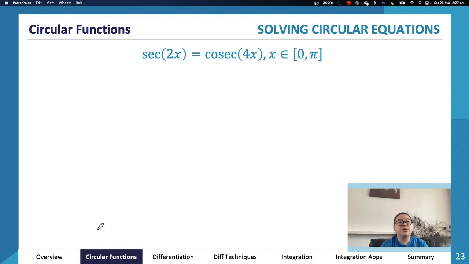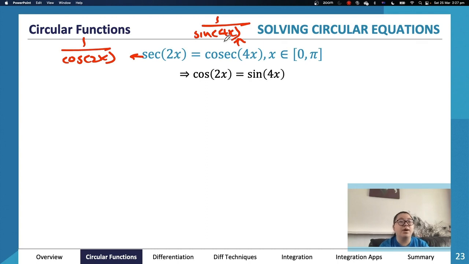Cool. Alright, so let's go through solving this question together. So it's sec 2x equals cosec 4x. Alright, so the first thing that we can identify from here is sec, remember that's just going to be 1 over cos 2x, and this is going to just be 1 over sine 4x, right? Okay, because they're both 1 over, we can just flip both of the fractions to give us the same thing. So now we'll have this as cos 2x equals sine 4x, right? Okay, cool. So then from there, we can solve.